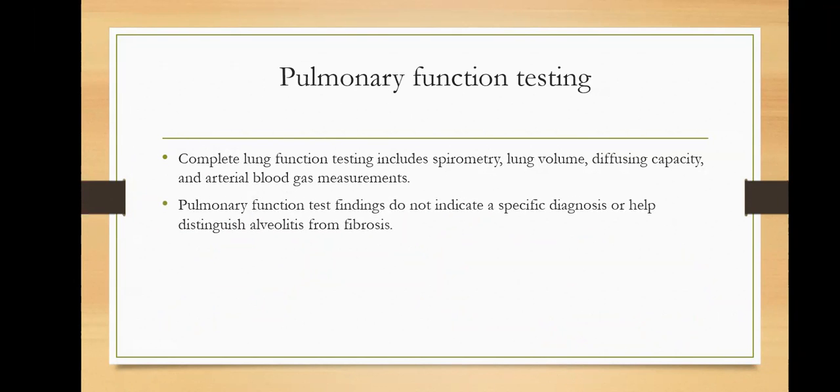So all disorders are associated with a restrictive defect with a reduction in lung volume. So restrictive disorders are all associated with decreased total lung capacity, functional residual capacity, and residual volume. And the findings of the test are invaluable for monitoring the course of the disease and assessing the response to therapy. So they are very important.